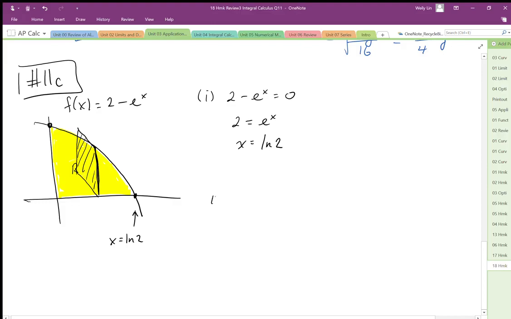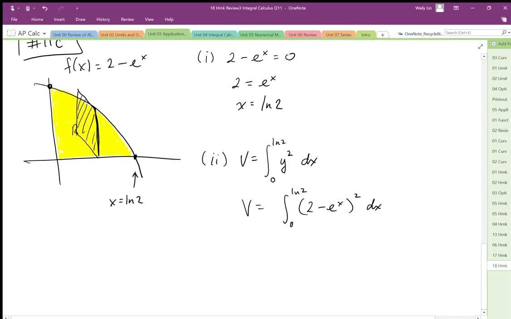So I'm going to find, first of all, the area of the square, and I'm going to integrate that by giving it some thickness, from the lower bound to the upper bound. So that's going to give me the volume of that solid. To find the area of the square, I'm just going to take the y value and square it. So I have my f of x as my y value. So from 0 to log 2, I'm going to take 2 minus e to the x, square it to get the area, give it some thickness, and then add it all up.